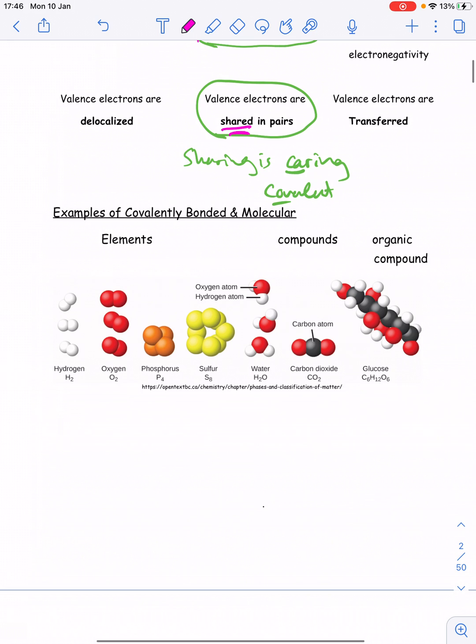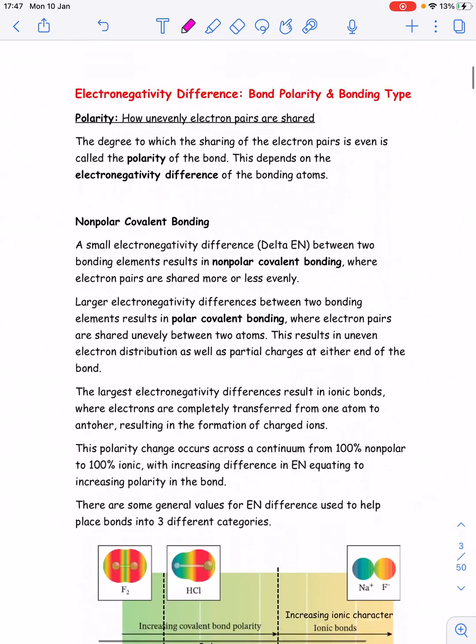And there are lots and lots of examples of molecules. There's so many different kinds of molecules. All of organic chemistry is based on covalent bonding. We've seen examples already of elements like H2 and O2, those diatomic elements. Those atoms were held together by covalent bonds. Water held together by covalent bonds, carbon dioxide, glucose. The possibilities are pretty much endless.